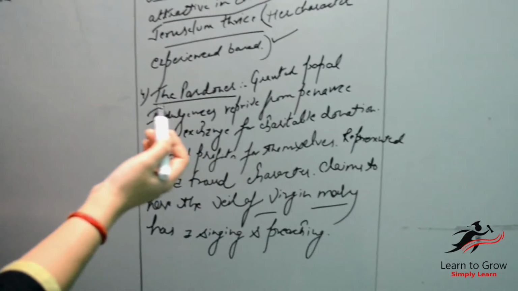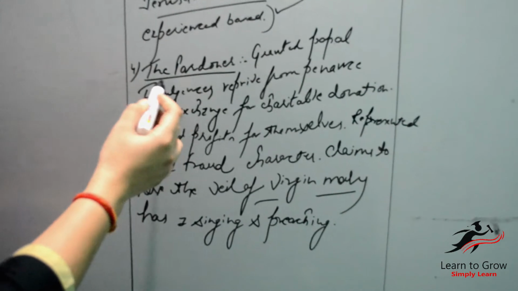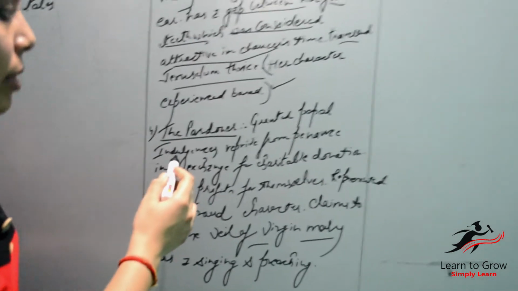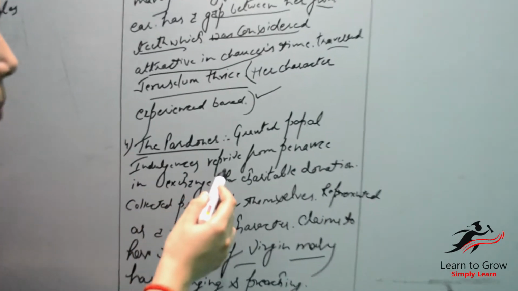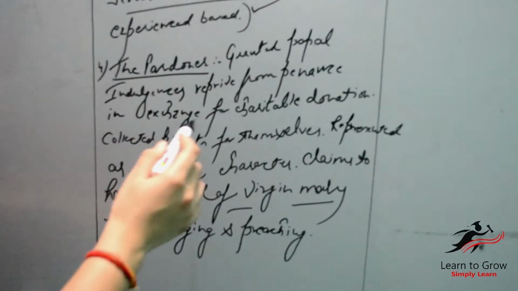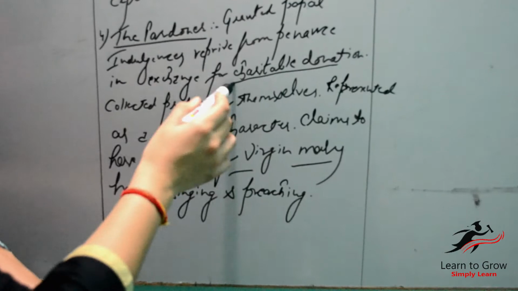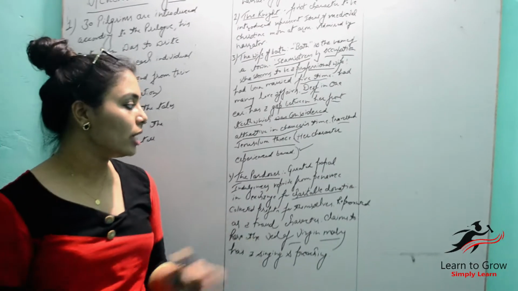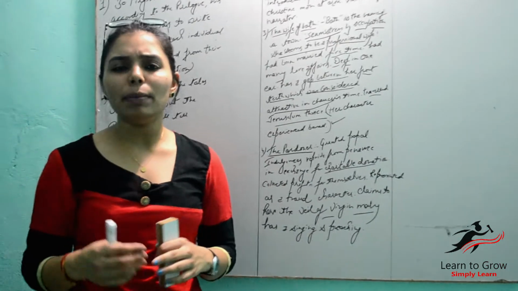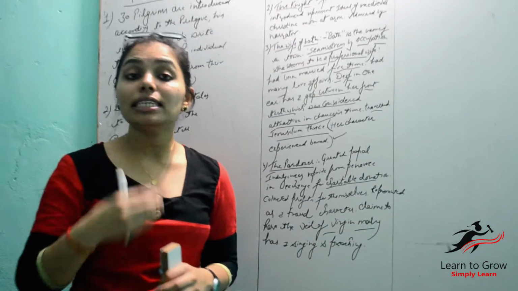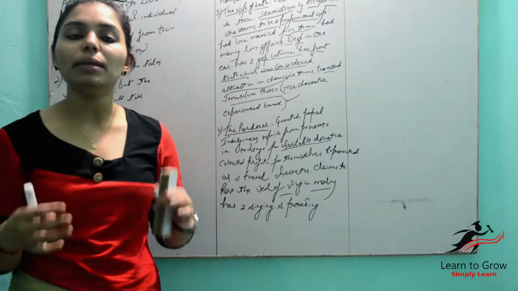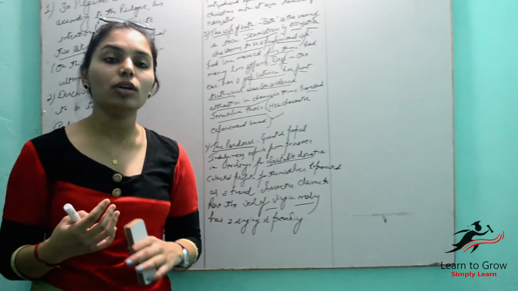And the fourth character is the pardoner. The pardoner grants papal indulgences, reprieve from penance, in exchange for charitable donations. I mean, he is a very shrewd and mean man. He distributed some kind of paper to people, a paper which grants you forgiveness for all your sins. I mean, in Christianity they have some kind of rule.